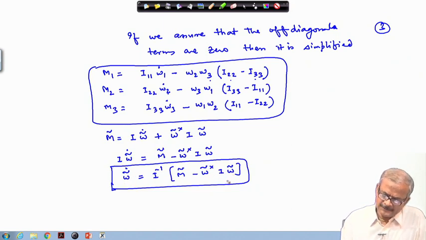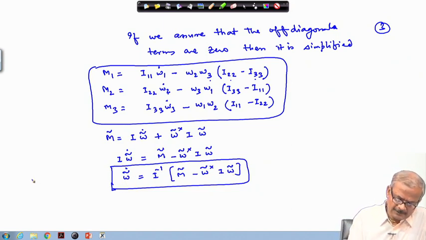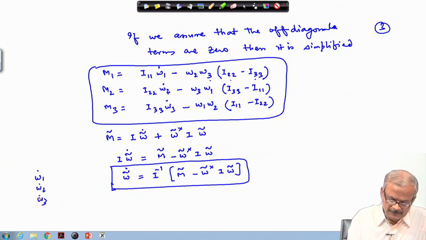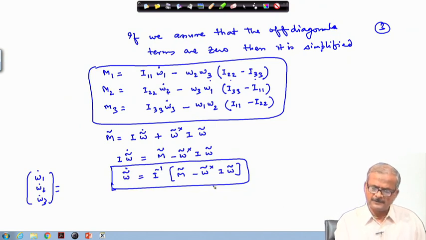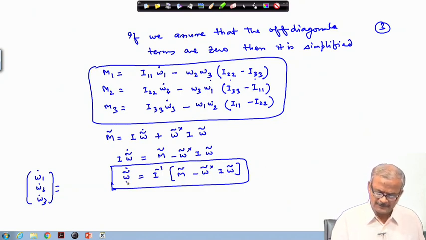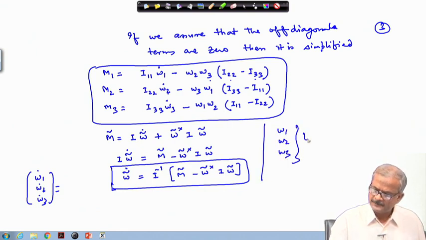You can see that this is a differential equation, and on the left hand side you have omega 1 dot, omega 2 dot, and omega 3 dot, and on the right hand side these are the terms which are present here, and therefore, this can be numerically integrated. We can do the numerical integration. So, if you are starting with omega 1, omega 2, omega 3 values at time t equal to 0, let us say those values are omega 1 0, omega 2 0, omega 3 0.